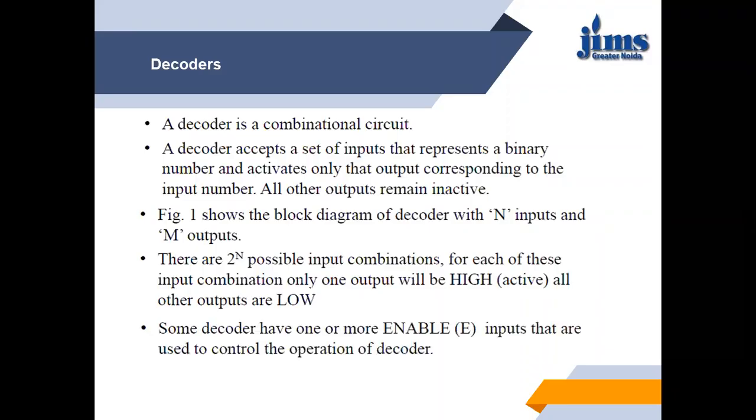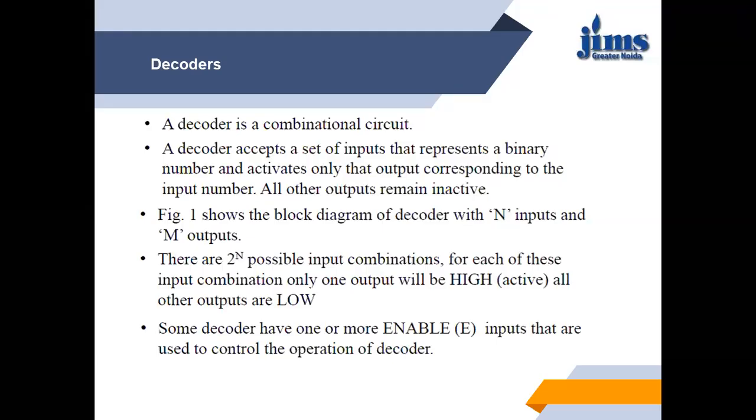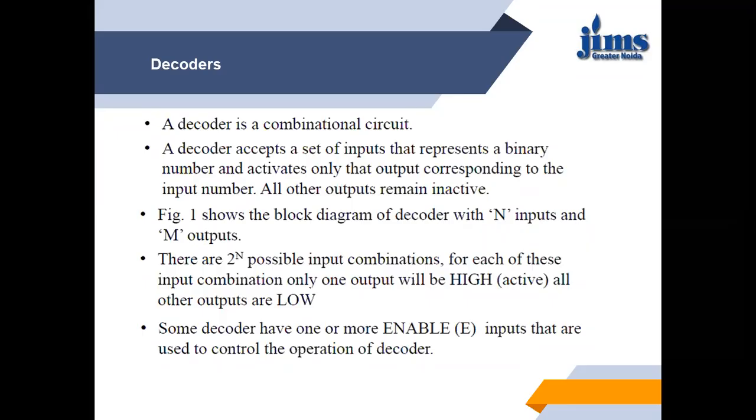Some decoders have one or more inputs which are known as enable, and that are used to control the operation of the decoder. So enable may be considered as chip enable. Whenever enable is active, it is said that that particular IC will be active or the IC will work, otherwise the IC will not work. So this is another input. It may or may not be present in any decoder, and it is extra with the n number of inputs.